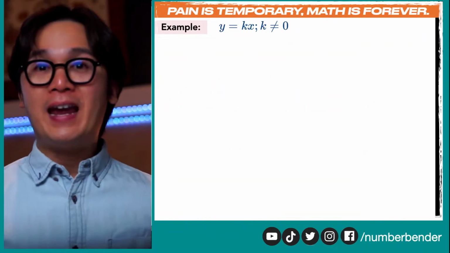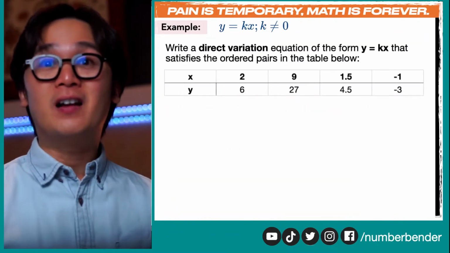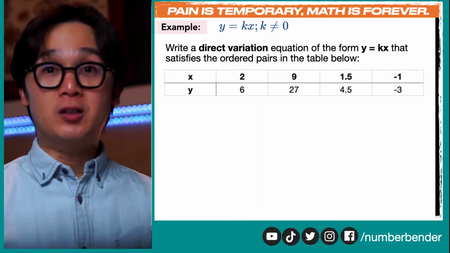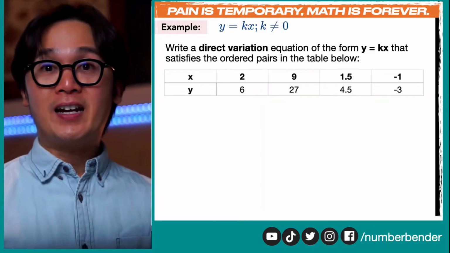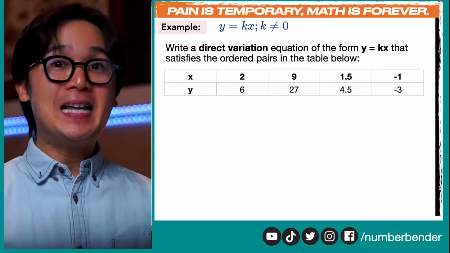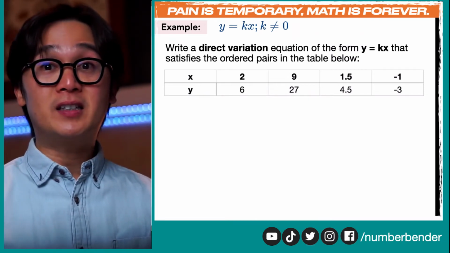So let's go ahead and answer another type of this relationship, and this time our relationship is in table form. So we need to write the direct variation equation of the form y is equal to kx that satisfies the ordered pairs in the table below.